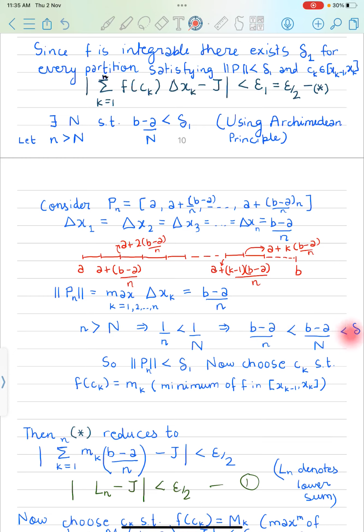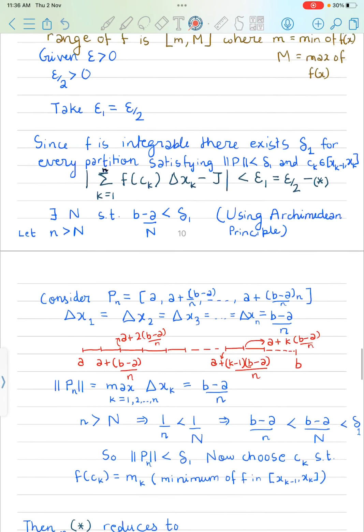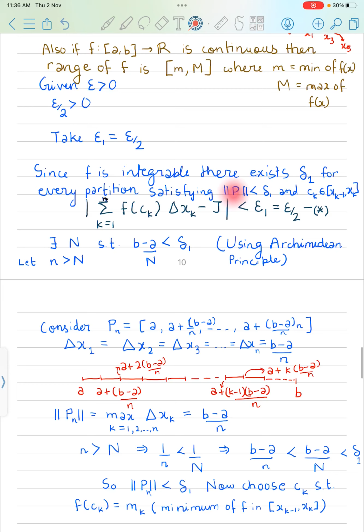And this b minus a by n is less than delta 1. Oh, I should have written delta 1 here. Now see this: my pn satisfies that its norm is less than delta 1. So this condition is applicable, right?